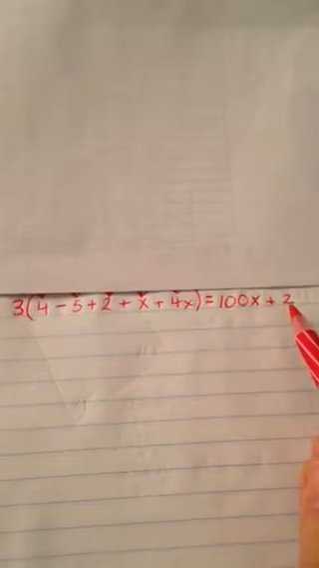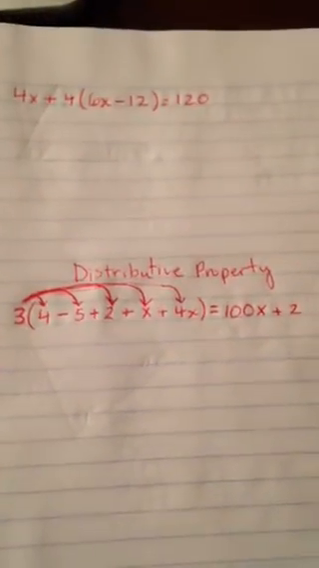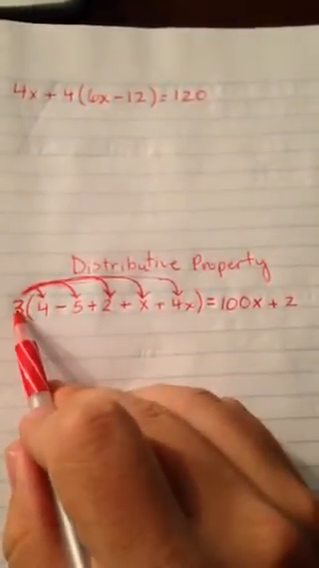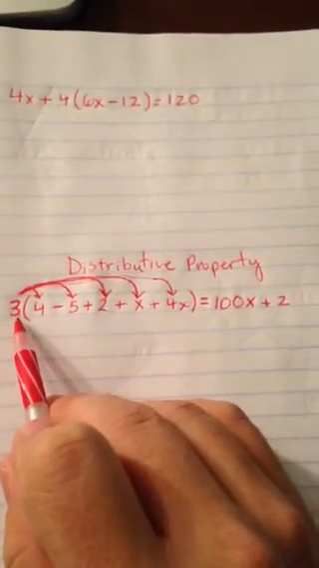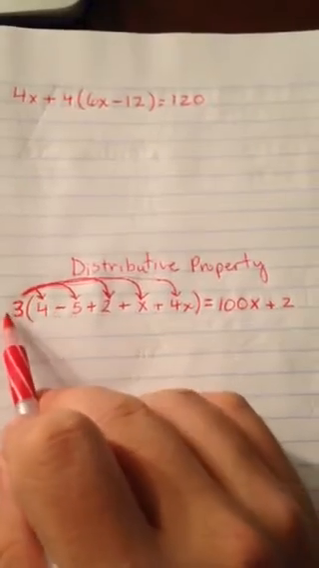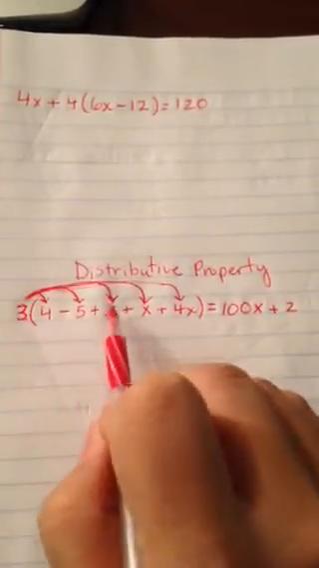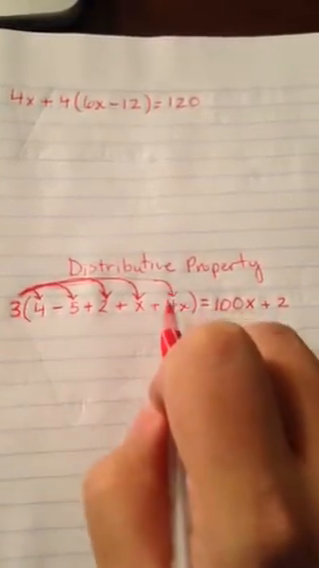Because if I divide by 3 on both sides, I'm going to have to divide 100x by 3, and I'm going to have to divide 2 by 3, and I don't want to get that messy right now. So what I'm going to do is distribute the 3. It's almost like the video where they were distributing bracelets to all the friends. So these are all the friends, and that's the person making the bracelets. So we got 3 times 4, 3 times -5, 3 times 2, 3 times x, and 3 times 4x.